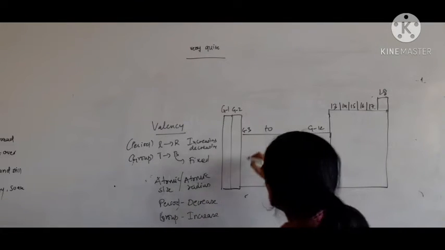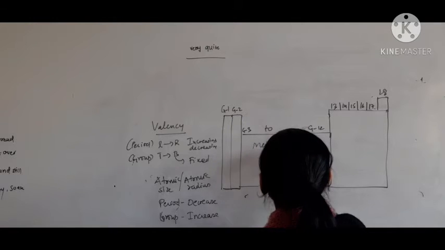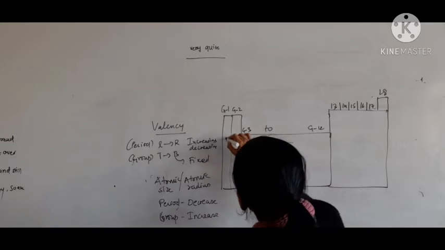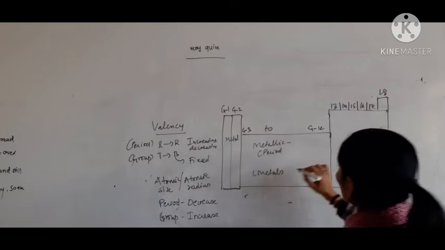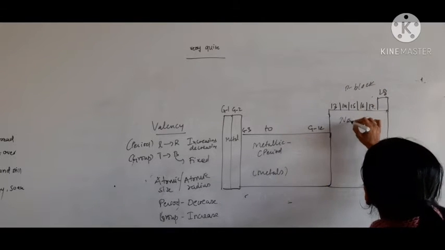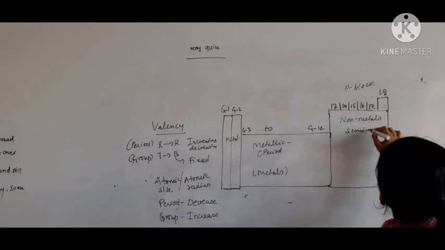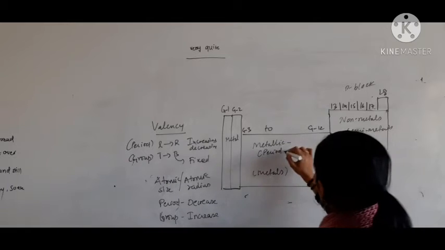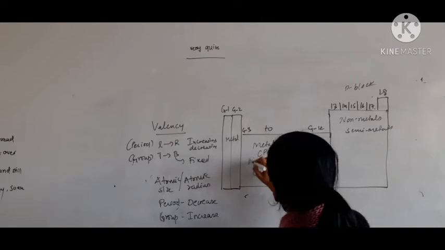Now we will talk about the metallic character when we are moving in the period. Moving left to right in the period, these are also known as metals, but the group P block elements are mostly made up of non-metals and semi-metals. So we can say that metallic character decreases as we move along the period, and non-metallic character increases.